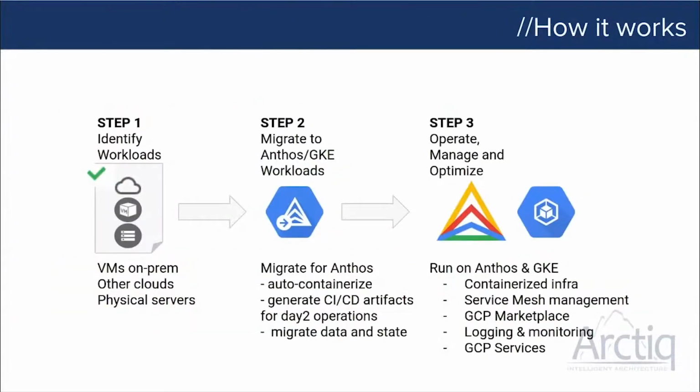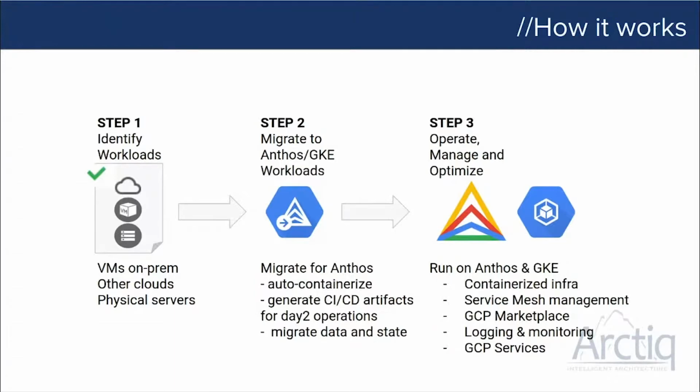So let's see how it works. So let's now dive a little bit deeper into the solution and see how it works. And at a high level, there are three main steps. The first step is to identify good fit workloads. So I'll talk about what good fit means in a couple of slides. Your source virtual machines can be on-prem, on GCP, or on other clouds. The operating system can be any of the major Linux distributions.